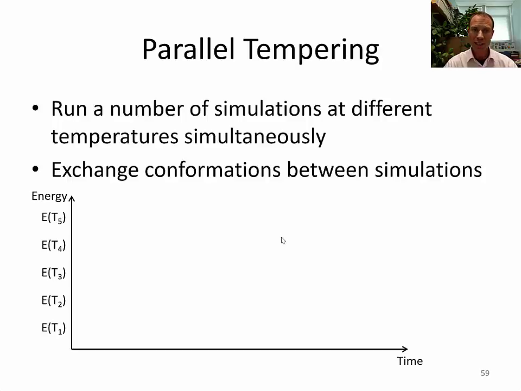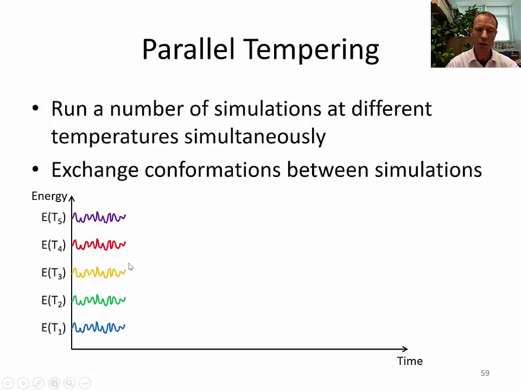What we do then is randomly exchange conformations between these simulations. So in this plot here we've got 5 simulation temperatures. We're now plotting energy as a function of time, so in a molecular dynamics simulation. If we plot energy as a function of time for each of these simulations, we get something like this. I've color coded them so we can follow their progress.